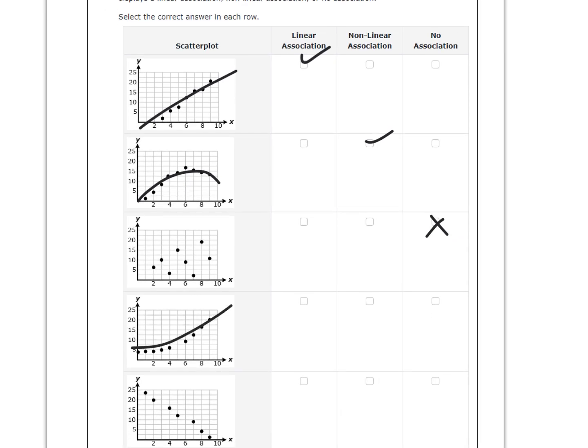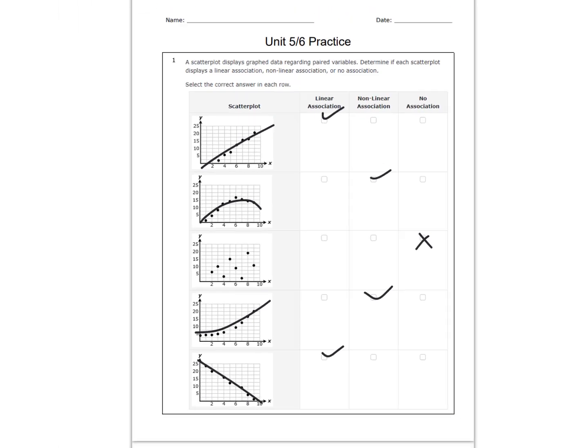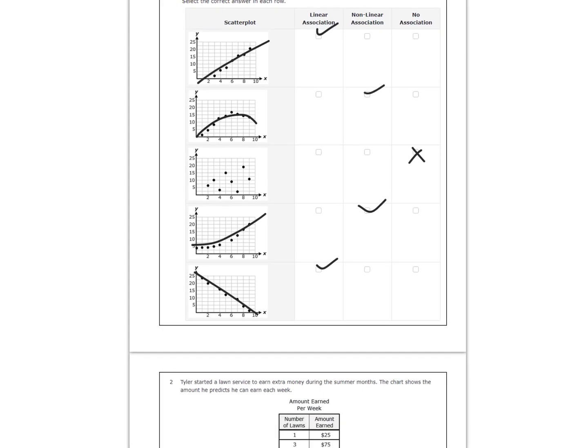And so this one, once again, is a curve, and then the last one, again, is a line. And, you know, I'm not drawing them super straight or whatever, but you get the idea. And so in this case, we've got linear, nonlinear, no association, then nonlinear and linear again.